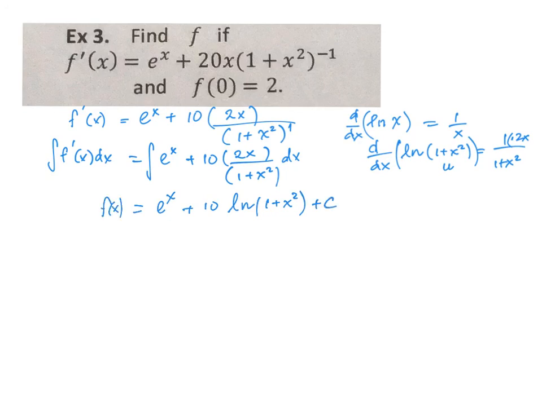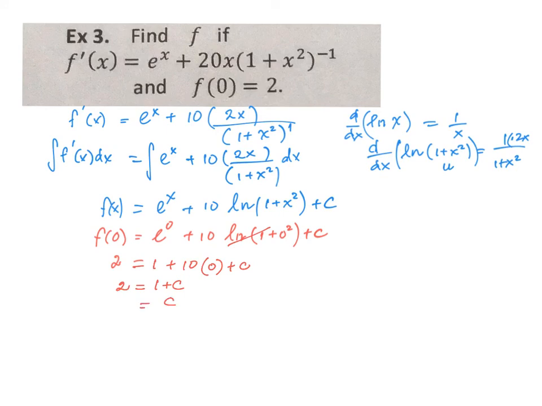Now we substitute 0, the condition, for x, and we're going to find out what c is. So we'll do f of 0. F of 0 equals e to the 0 plus 10 ln of (1 + 0²) plus c. We're solving for c. When x is 0, y equals 2, so f of 0 equals 2 equals 1 plus 10 times ln of 1, which is 0, so 10 times 0, plus c. 1 plus c equals 2, so c equals 1.